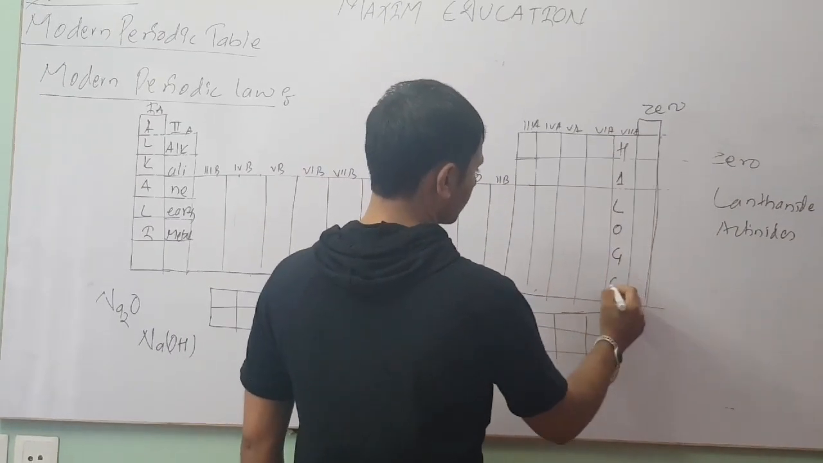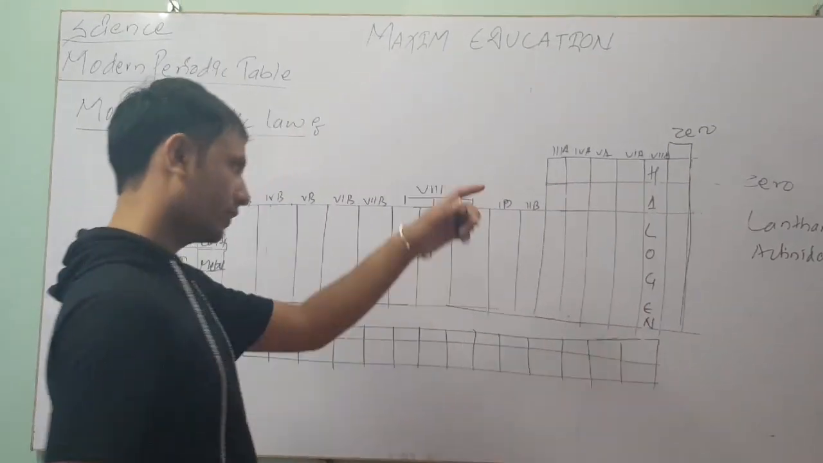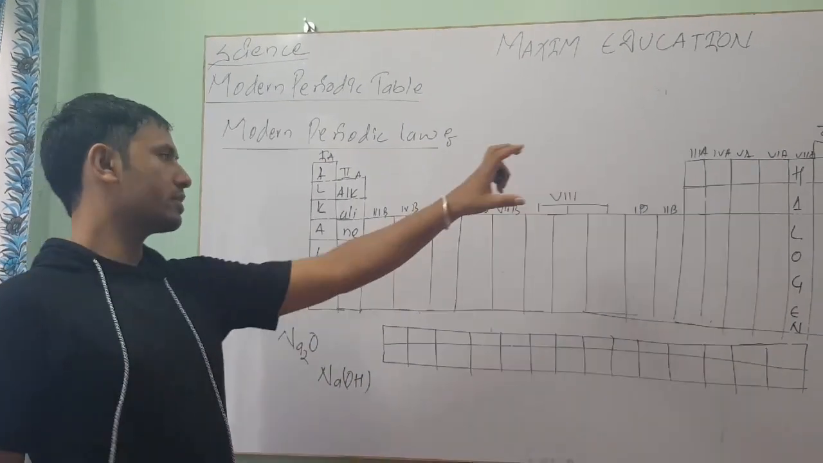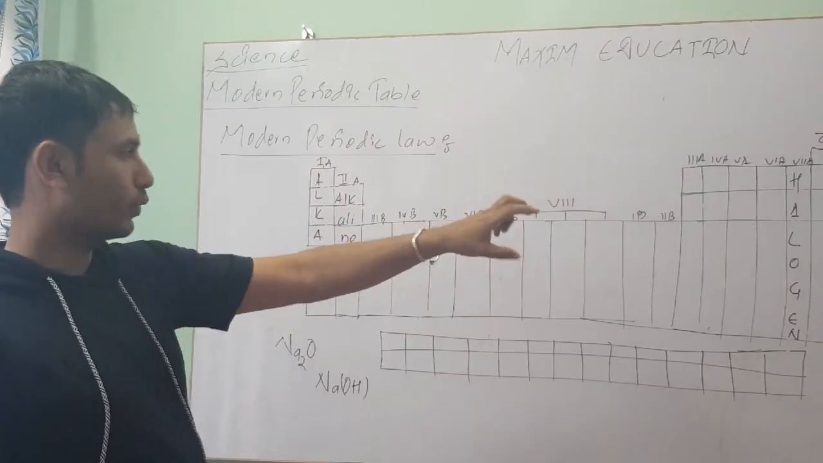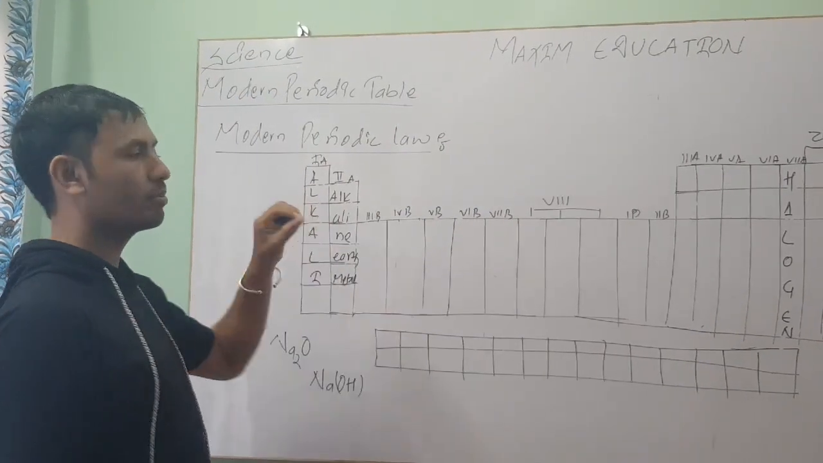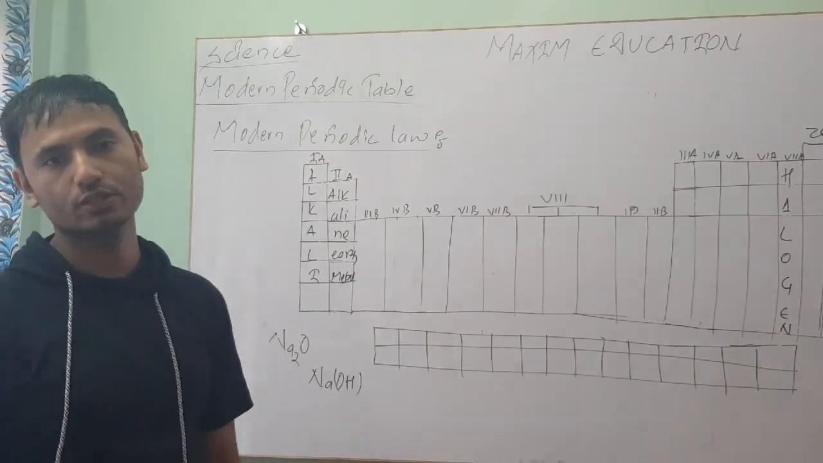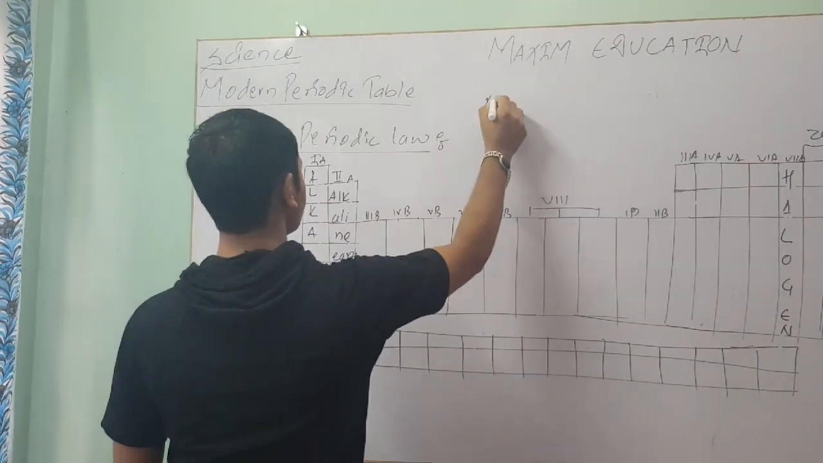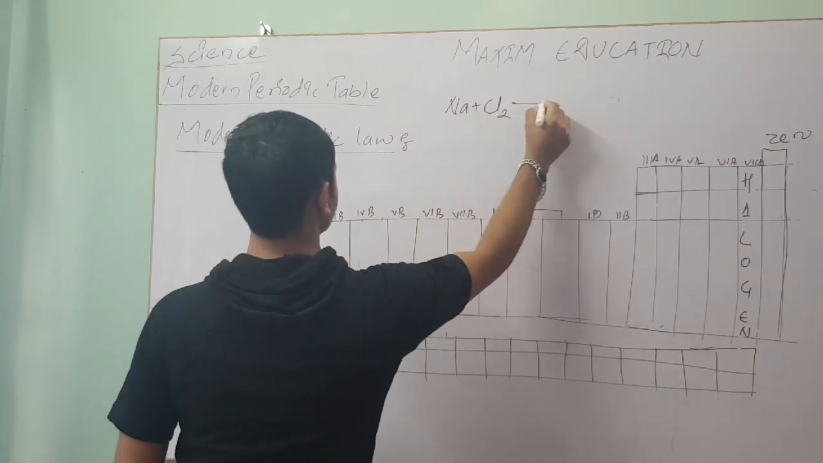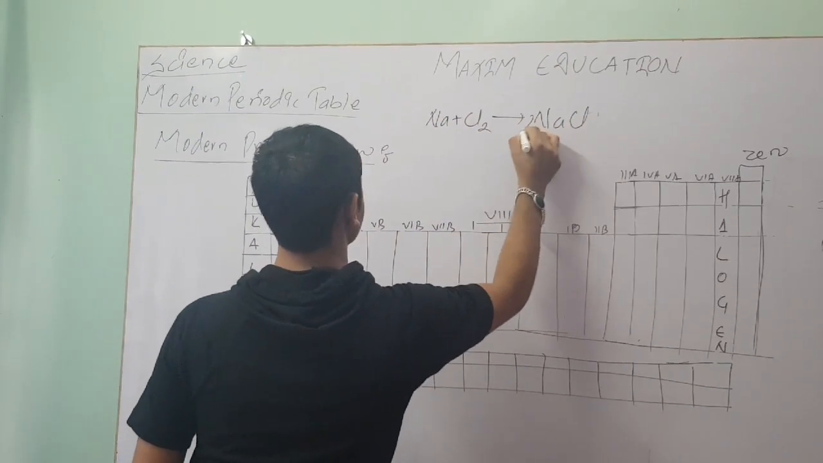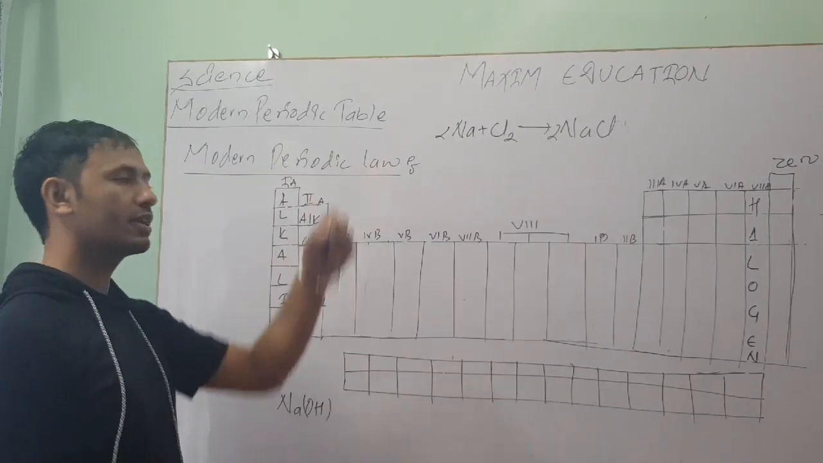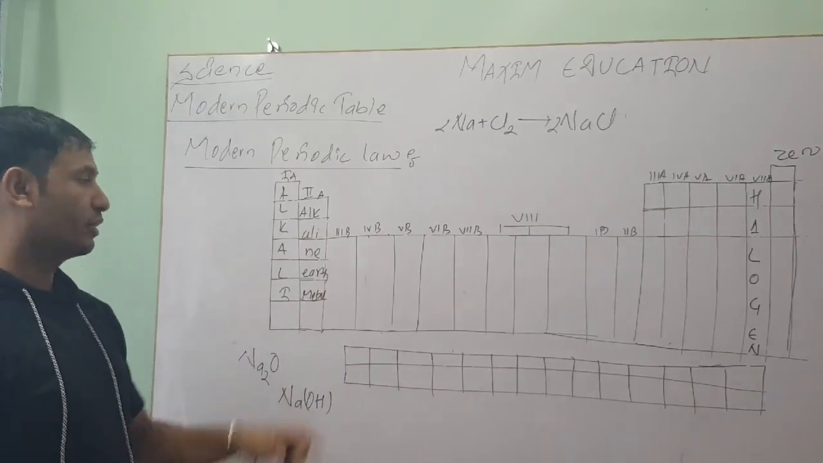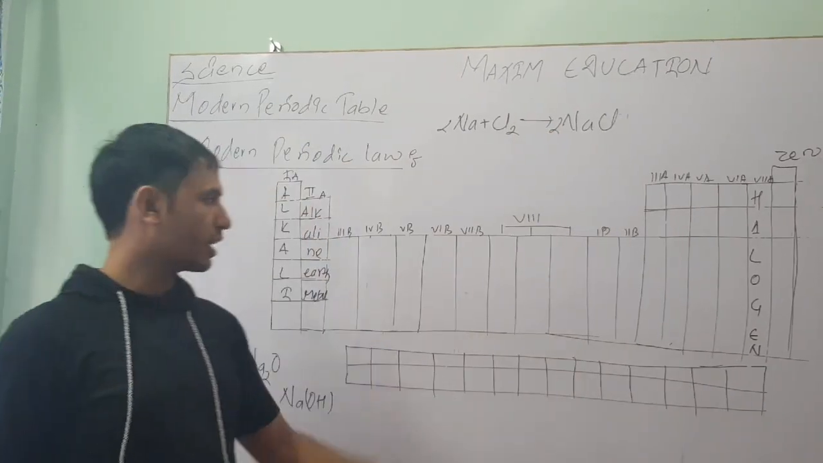The elements of group 7, they are called halogens. They are called halogens because they are non-metals. When they combine with metals, they form their respective halides as metallic salts. For example, sodium plus chlorine gives sodium chloride, NaCl. They form their metallic halides. Sodium halide, sodium chloride. That is, it forms its metallic salt, so they are called halogens.